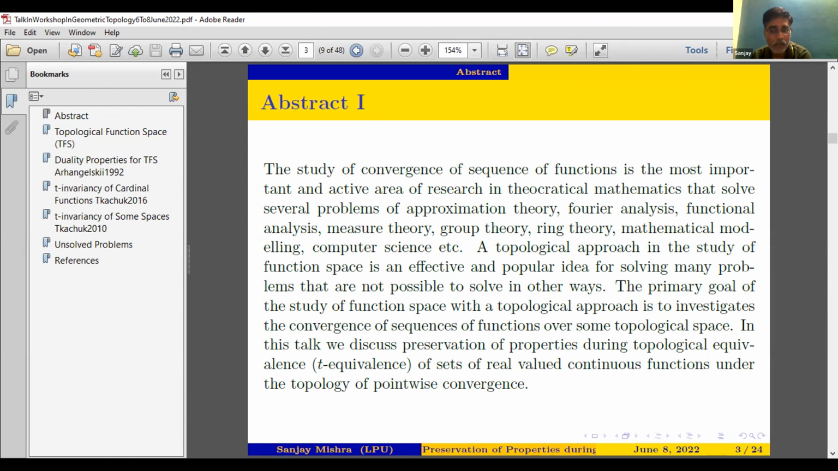The topological approach is a very important and very popular idea that solves problems related to this fundamental concept. The primary goal of the study of function spaces with the topological approach is to investigate the convergence of sequences of functions over some topological spaces. In this talk, we are going to discuss the preservation of properties during the topological equivalence, which we call the t-equivalence, of sets of real valued continuous functions under the topology of pointwise convergence.